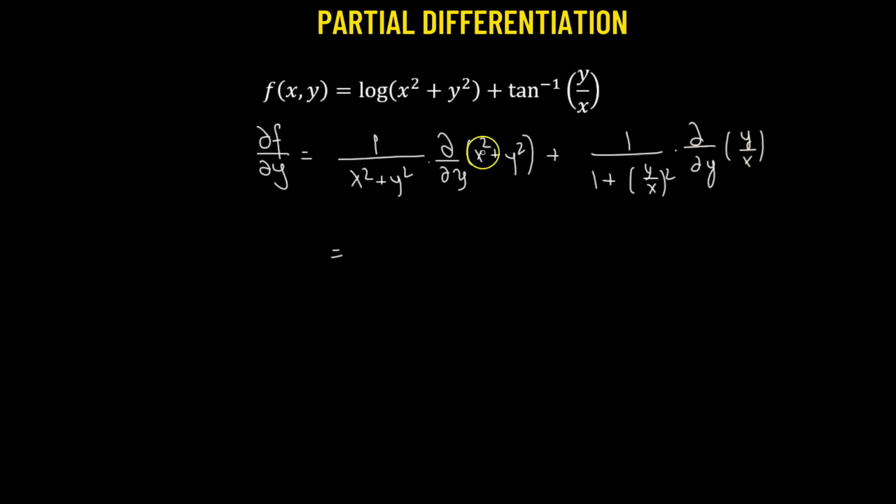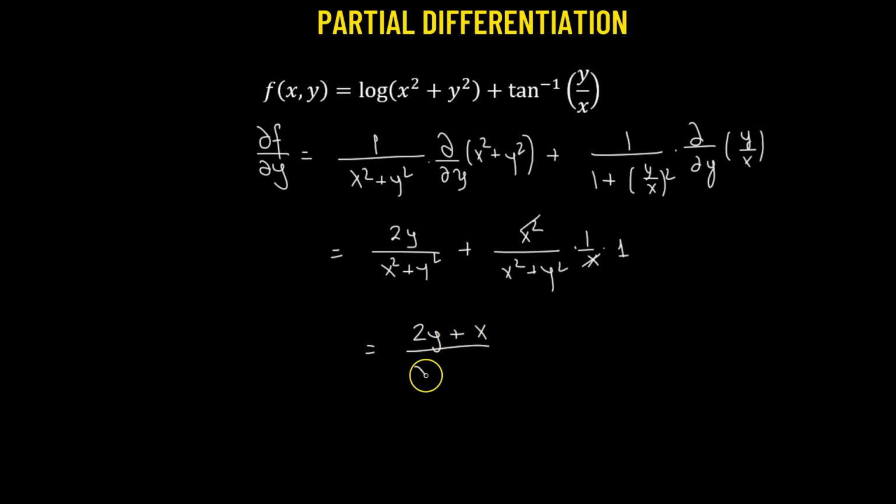So the partial of x squared will be 0 and the partial of y squared with respect to y will be 2y. So we get 2y divided by x squared plus y squared, plus we have x squared divided by x squared plus y squared. Since we are taking the partial derivative with respect to y, 1 over x will be a constant, so we can take 1 over x out, and we are left with the partial of y with respect to y, which is simply 1. The x in the numerator and the x in the denominator go away. So this gives us 2y plus x divided by x squared plus y squared. So this is the value of the partial of f with respect to y.